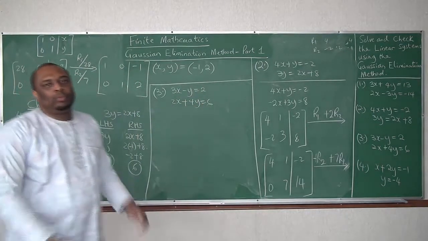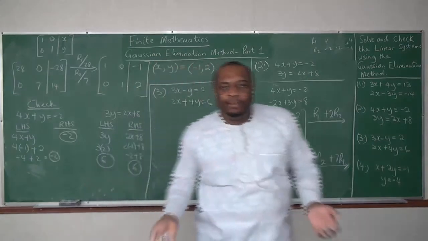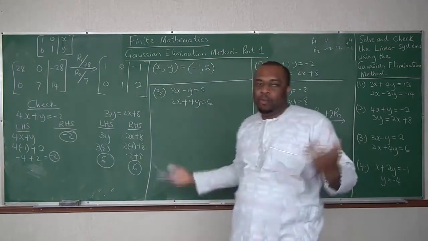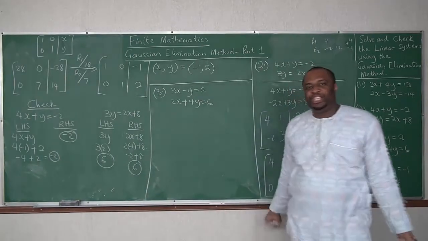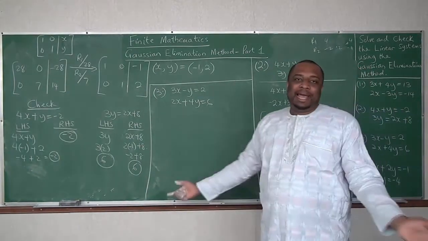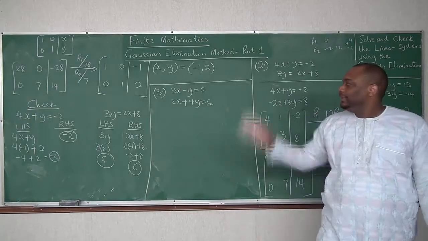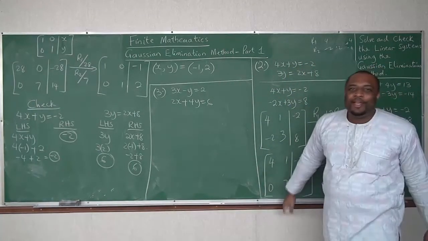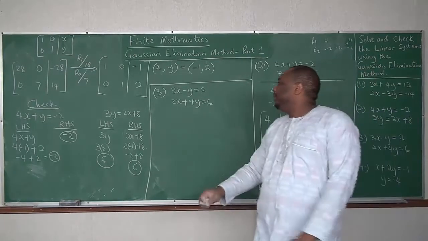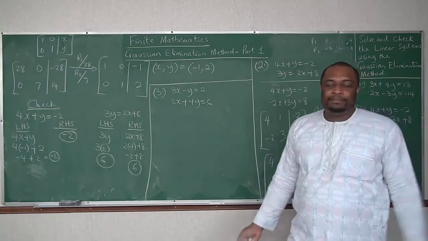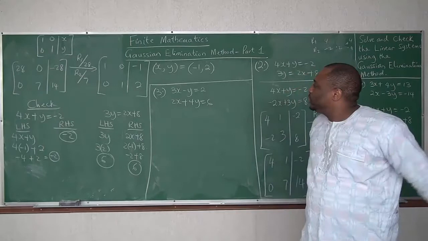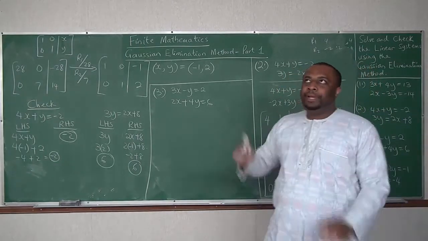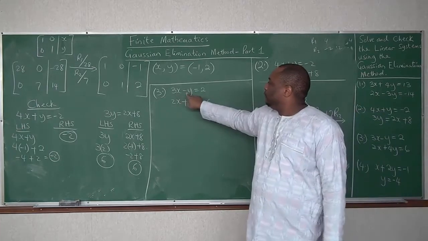Now let's look at this question. Are the variables complete? Yes, they are complete. X and y are in both equations. Are they aligned? Yes, they are aligned. X, y, constant. Okay? Now, can we simplify any of them? Let's look at them. Equation 1: 3, negative 1, 2.